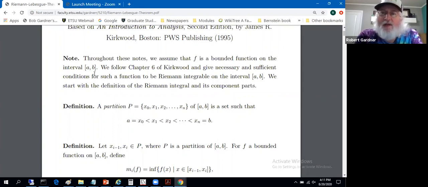So that's our setting. This isn't some special restriction on function f. This is the kind of functions that, at the base level, you integrate in a Riemann sense. So bounded functions on closed and bounded intervals. Okay, so we're following chapter 6 of Kirkwood, and we'll give necessary and sufficient conditions for such a function to be Riemann integrable on the interval from a to b.